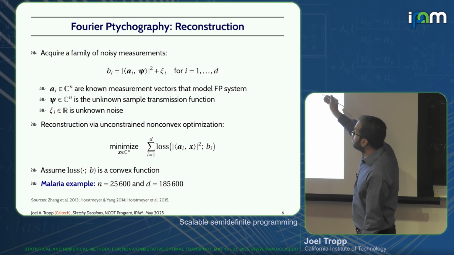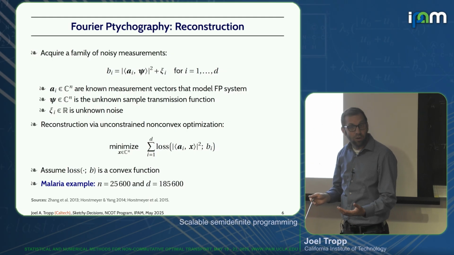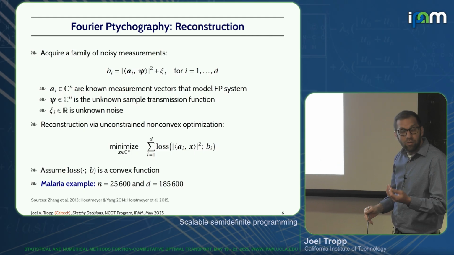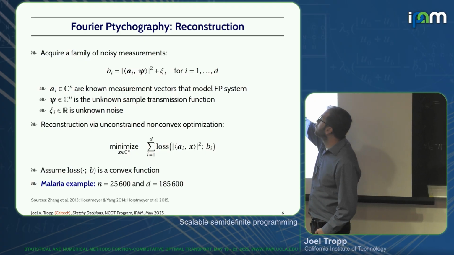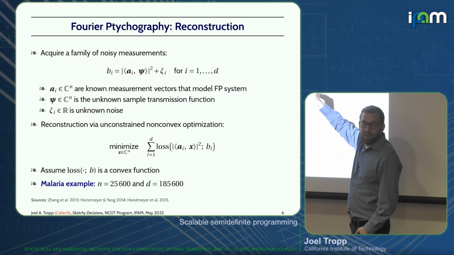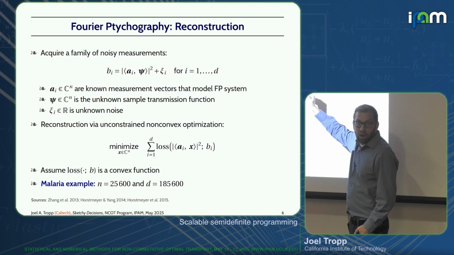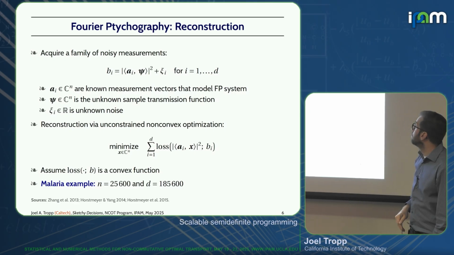So this is the thing you're trying to find. You can model the action of the Fourier ptychography system using a bunch of linear maps. As I told you, it really is just a linear system. And so each pixel in each one of those images is a linear function of the sample transmission function. But unfortunately, we only collect the intensity, which is the squared magnitude, rather than collecting the full inner product between the measurement vector and the sample transmission function.